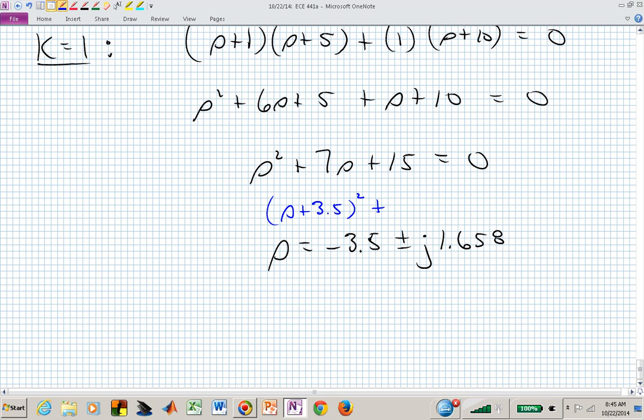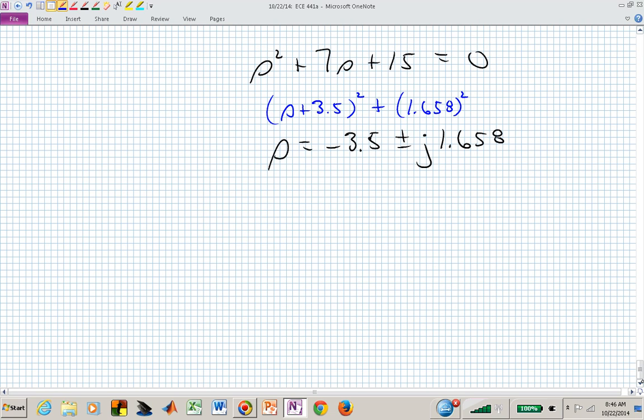On to 9, so we're like 12. So this is now, well, you know what it is because I gave you the answer. That's what we have, right? If we completed the square. And now we have roots at minus 3.5 plus and minus j 1.658.